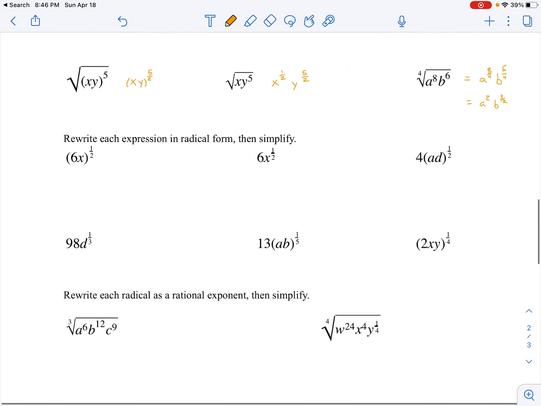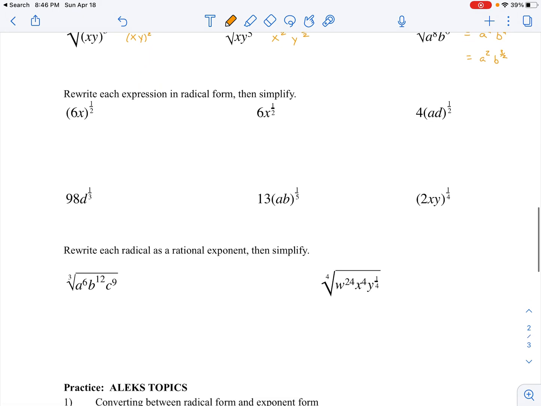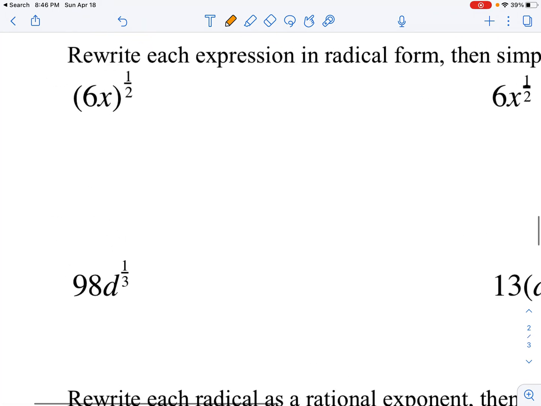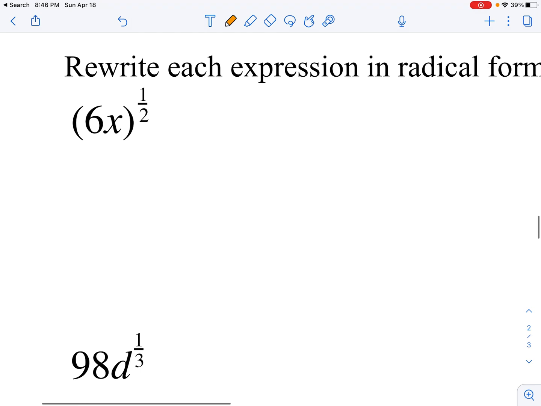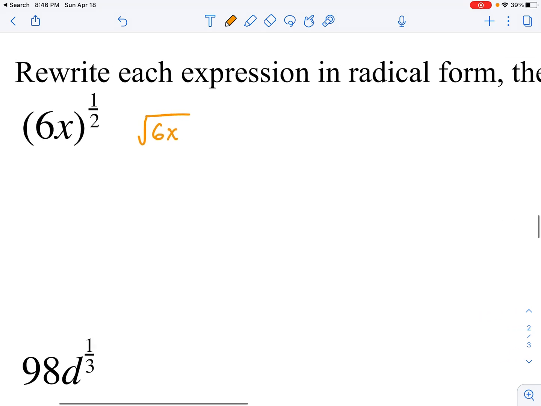Okay, we're getting down to the ends here. Now we are going back to radical form. So now we have our exponents. We're just going to go back to radical form, which means 6x would be inside, and the 1/2, the 2 would be our index, which you don't have to write, and 1 would be your exponent, which you don't have to write. And we are done.